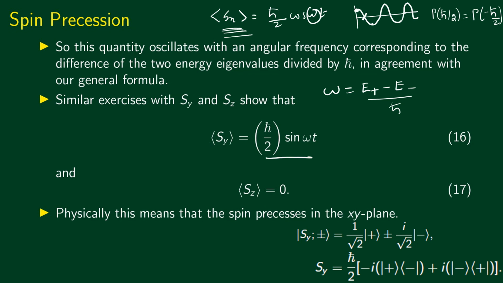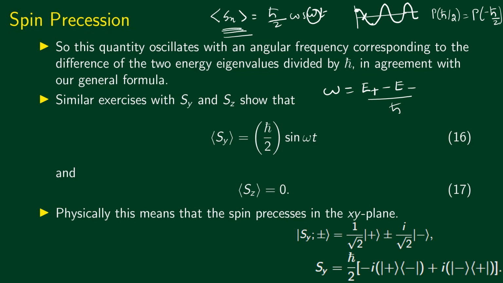Now in the same manner, you can also find the expectation value for Sy, and it turns out to be h bar divided by 2 sine omega t. We see that the expectation value of Sy also changes. Initially it is 0, and then at omega t equal to pi by 2, it goes to plus h bar by 2, and then it goes to minus h bar by 2, etc. It oscillates in time with the same angular frequency.